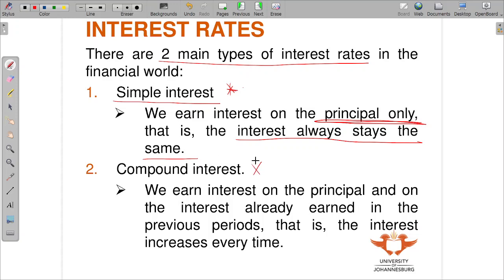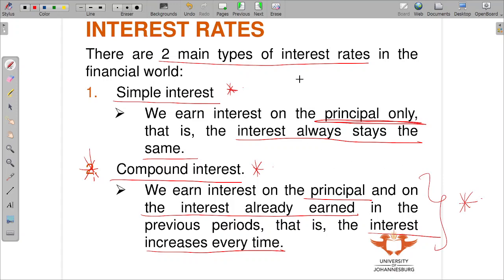Now the next interest is the compound one, where we earn interest on the principal and on the interest already earned in the previous years or periods. So that means the interest increases every time. This is more interesting, and this is what we are going to be using, because the interest is on the principal and on the already earned interest. So we are going to be dealing with this more.